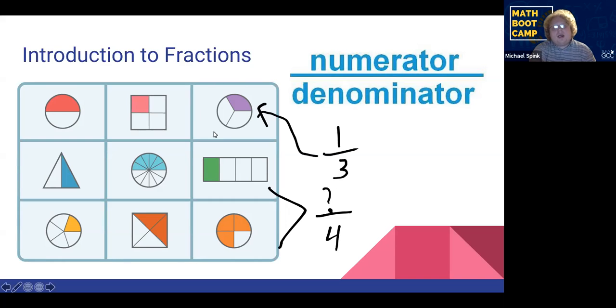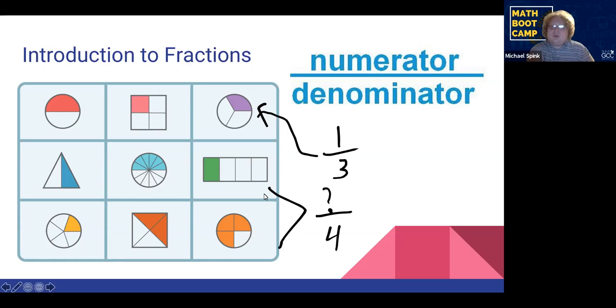So if we look at this one on the top right, this is purple. We've taken a circle and we've split it up into three pieces. That three will be our denominator. We've broken it up into three pieces. The name of that is we've broken it into thirds.